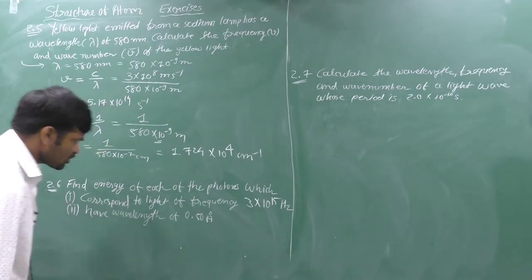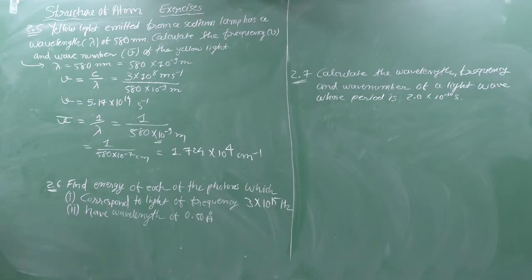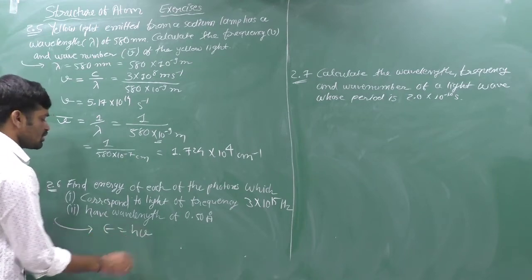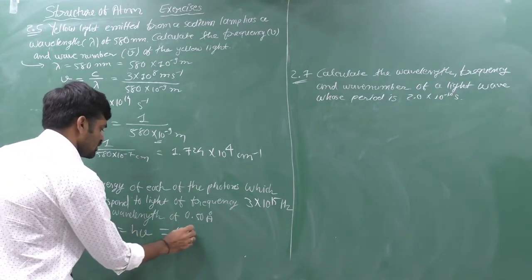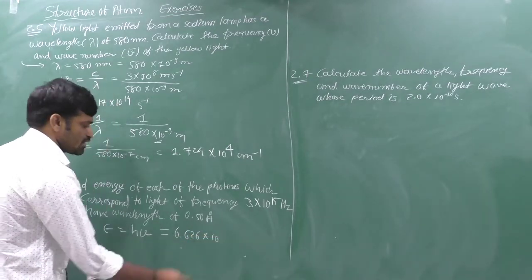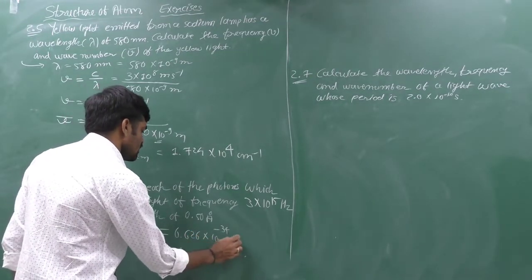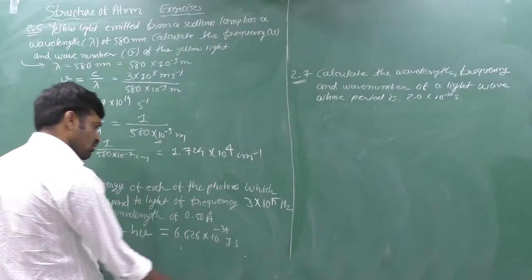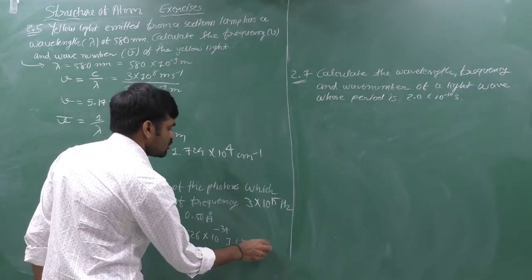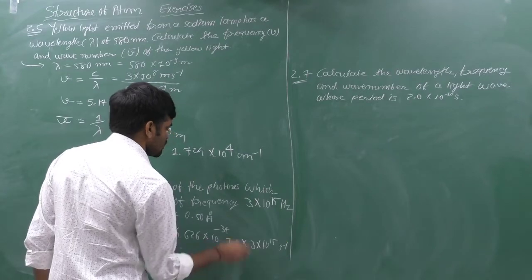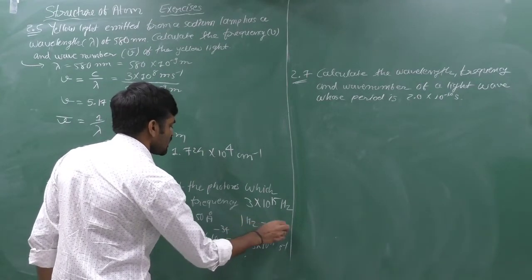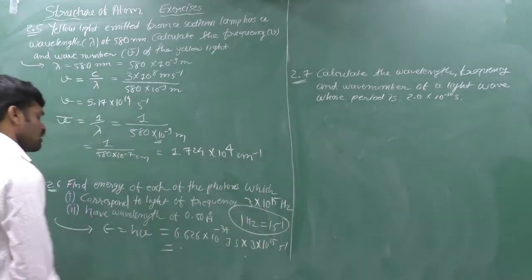Find the energy of each of the photons which first correspond to the light of frequency 3 into 10⁻⁵ hertz, means energy E is equal to h mu. Simple question. H is equal to 6.626 into 10⁻⁴ joule into second, and mu is equal to 3 into 10⁻⁵ second inverse, because 1 hertz is equal to 1 second inverse. We can make the calculation.